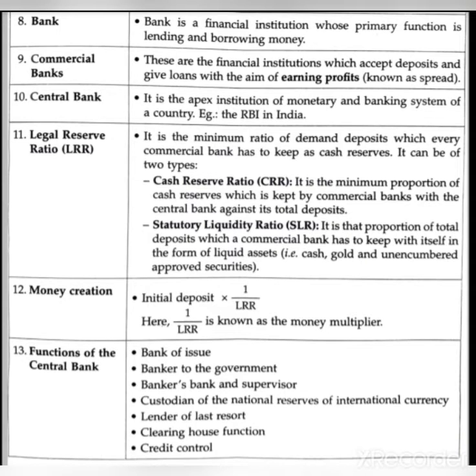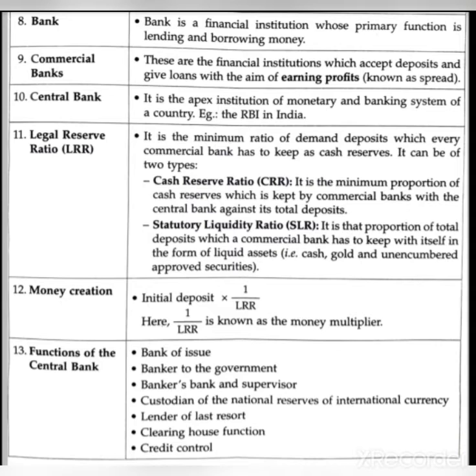Now we are moving to the legal reserve ratio. This is the concept relating to credit creation, which I will discuss today itself in the second part. Legal reserve ratio is the minimum ratio of demand deposits which every commercial bank has to keep as cash reserves as per RBI norms. LRR, that is legal reserve ratio, is generally of two types: one is CRR and the second is SLR. CRR is cash reserve ratio.